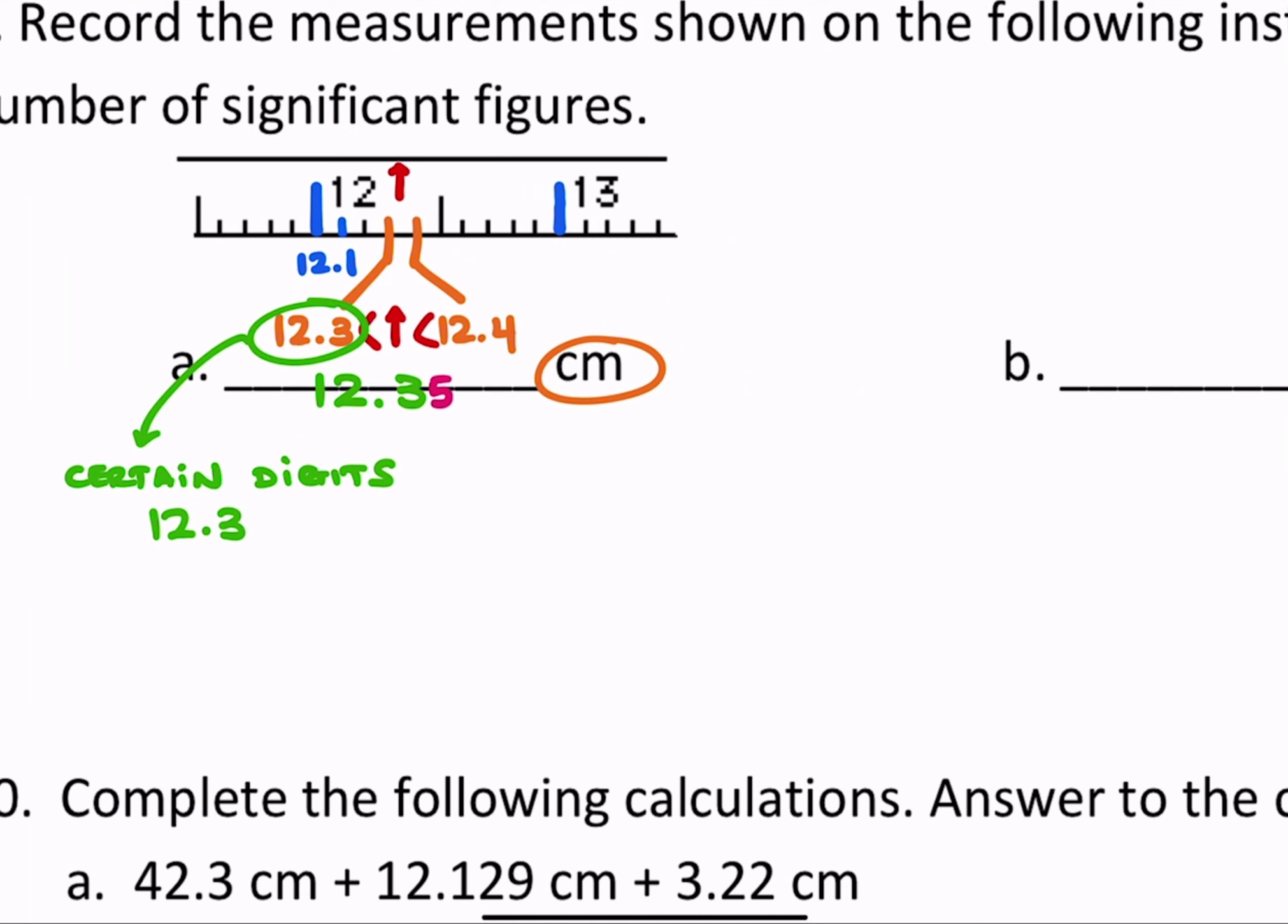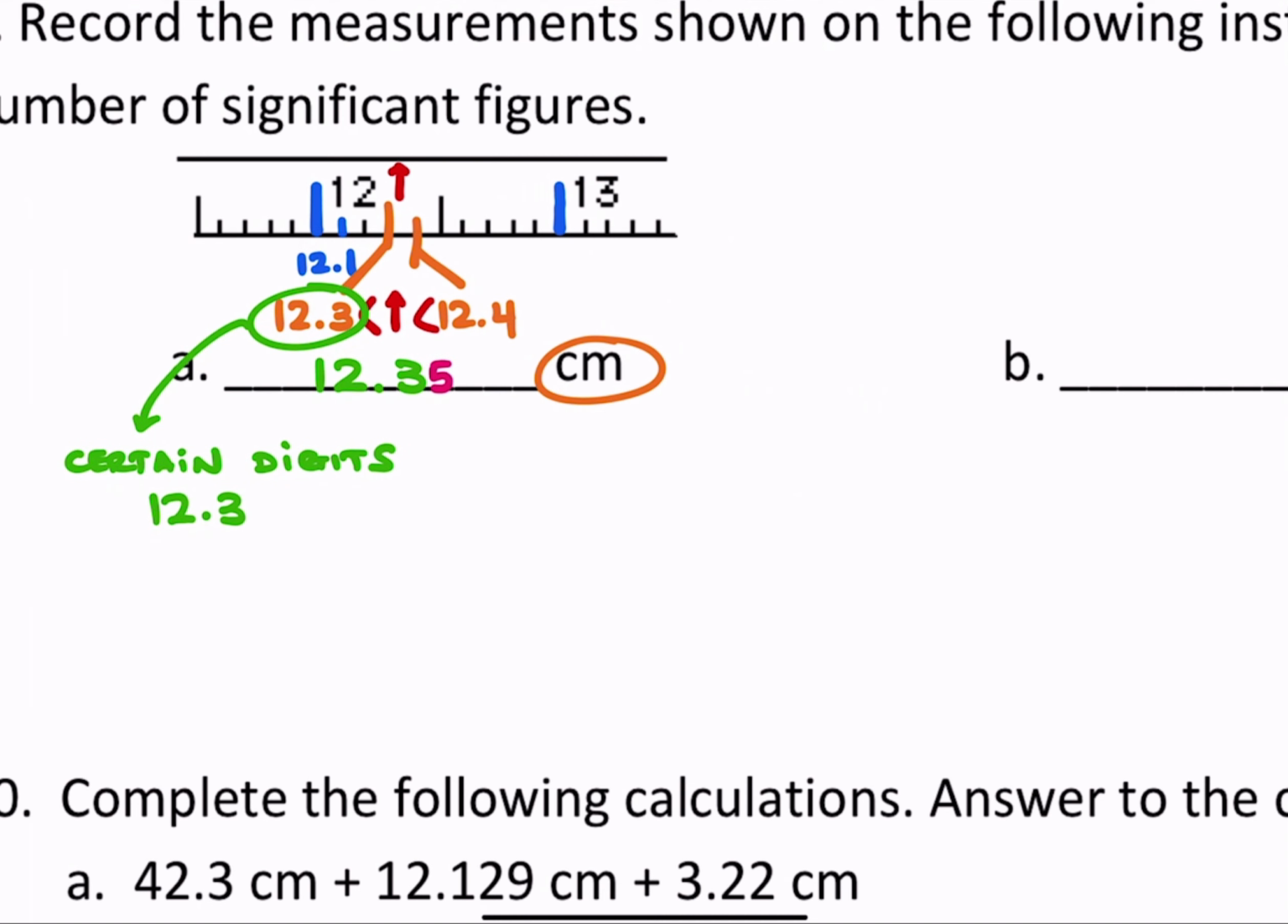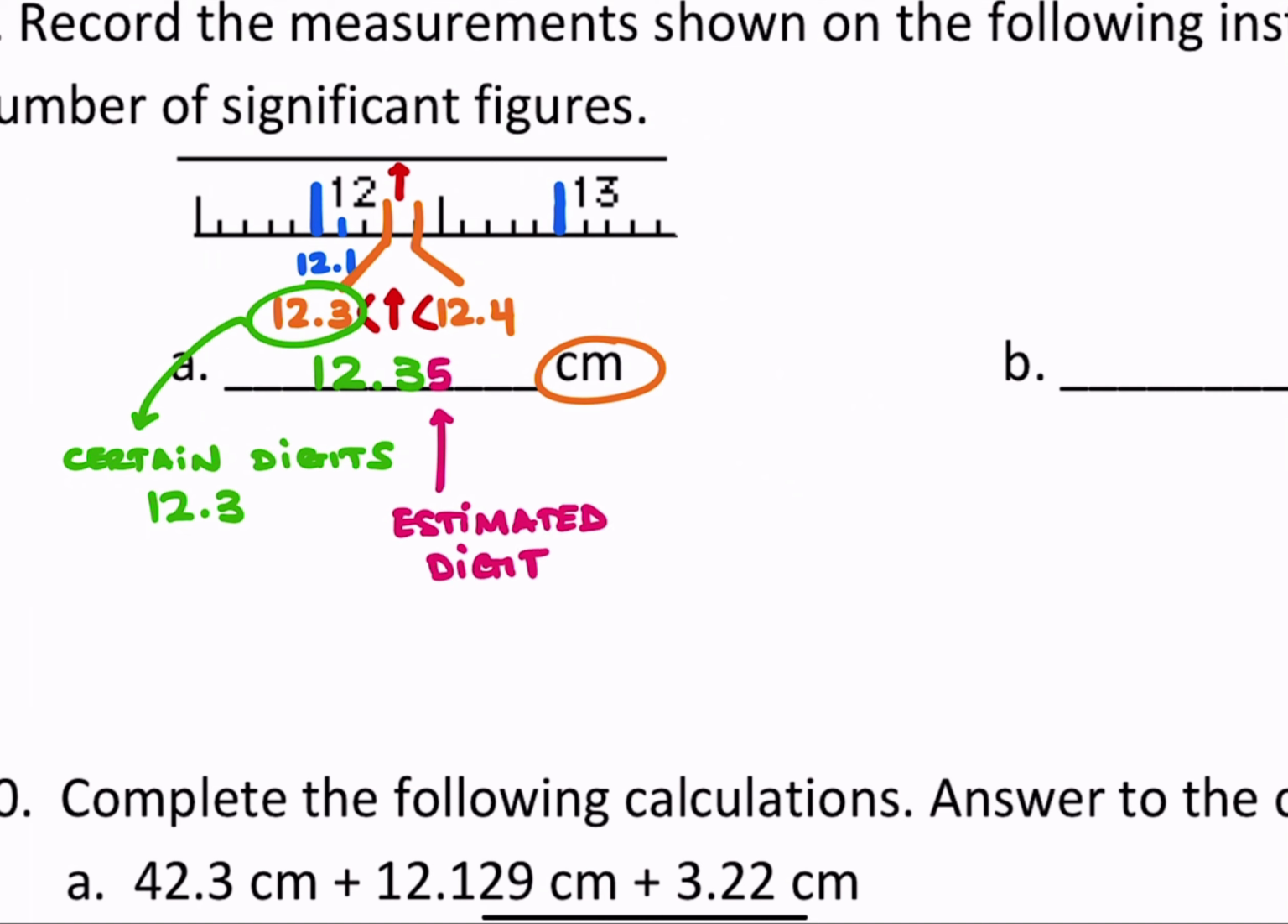Okay, so I really wanted to emphasize this. The estimation is on the end of the experimenter. Okay, so 3 parts for the measurement. In green, the certain digits. In pink here, the estimated digit. And do not forget the unit. Those are the 3 parts for every measurement.